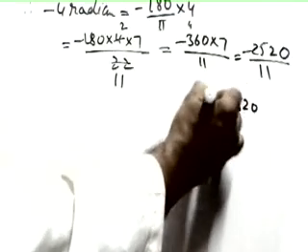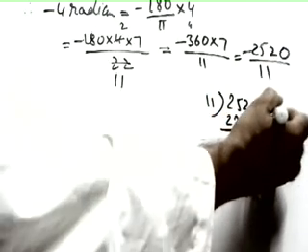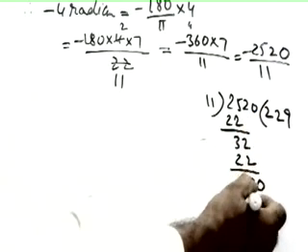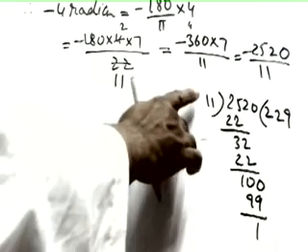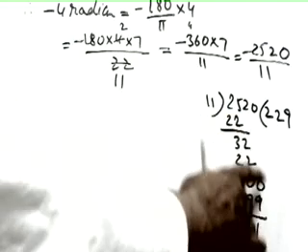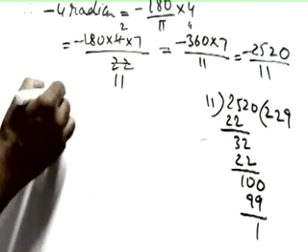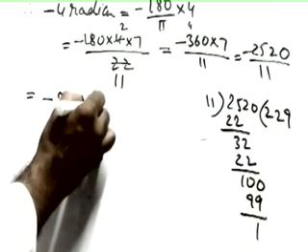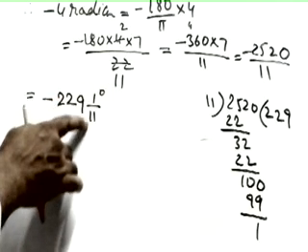Now let me divide this one and write it as a mixed fraction. So how to divide? 2520 divided by 11. 11 2s are 22, we are left with 3, 32. Again 11 2s are 22, we get 10, 1 0 here. 11 9s are 99, we are left with 1. So we can write like this, minus 229 into 1 by 11. So this is the degrees, we have changed into degrees.